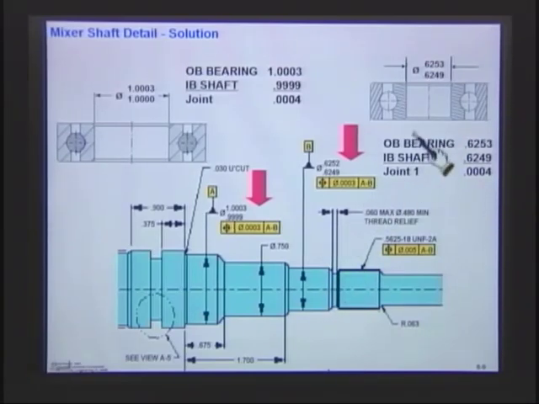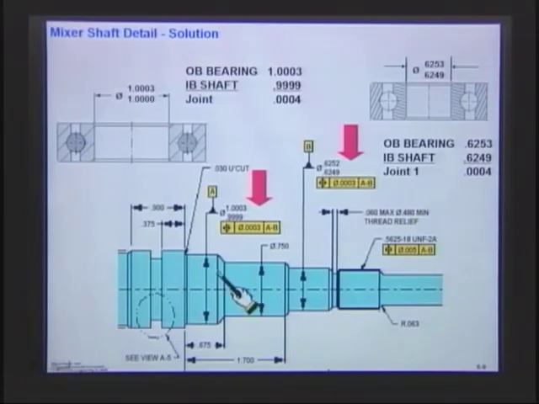I took the OB of the bearing, the worst case outer boundary of the bearing, and the outer boundary of the bearing was 6253. That was the worst case outer boundary, and the worst case inner boundary of the shaft turns out to be 6249. And so I had a joint there of 4 thousandths.